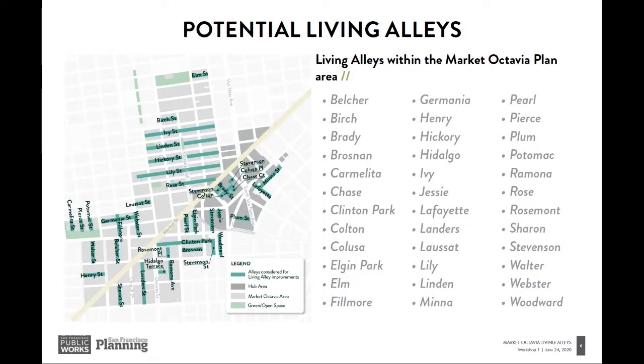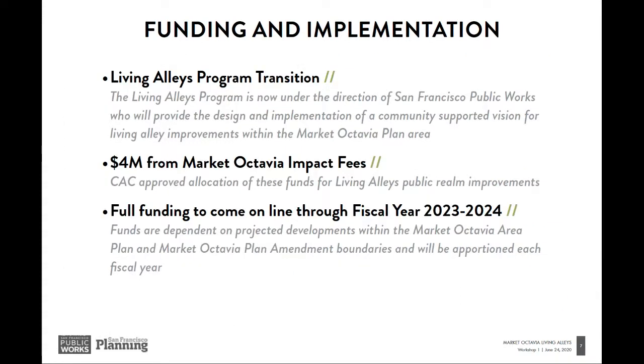So here's a map of some potential living alleys within the Market Octavia plan area. The dark green lines represent alleys being considered for improvements in this phase. They're also listed on the right. The dark gray solid hatching represents the hub. The light gray solid represents the Market Octavia area, and the light green hatching represents existing open green space. Next slide, please.